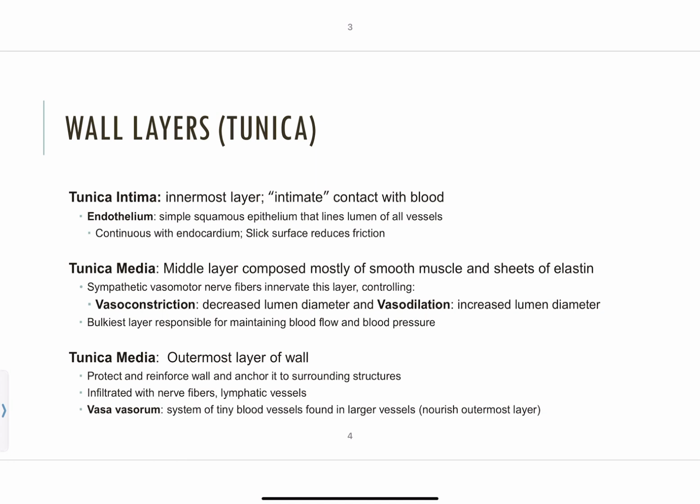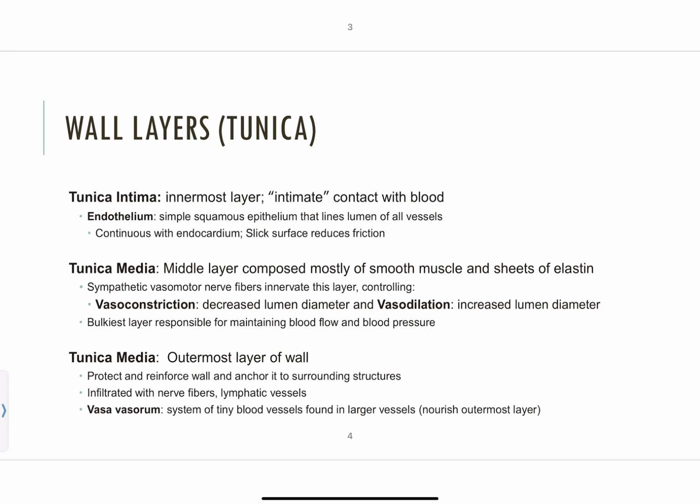The next layer is going to be our tunica media. This is the thickest layer in arteries, and it's primarily composed of smooth muscle cells and elastic fibers. And this layer is going to be regulated by sympathetic vasomotor nerve fibers, which help control the diameter of the blood vessel, either through vasoconstriction, where we're narrowing the lumen, or vasodilation, where we're widening the lumen. And this tunic plays a really critical role in helping regulate blood pressure and maintaining continuous blood flow, especially during fluctuations that are caused by our heartbeat and even just the simplest body movements.